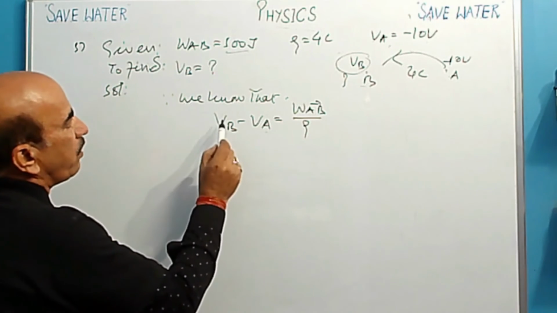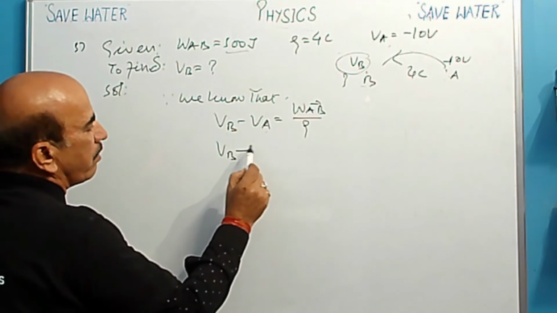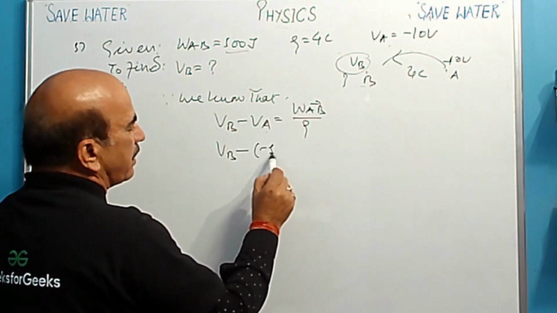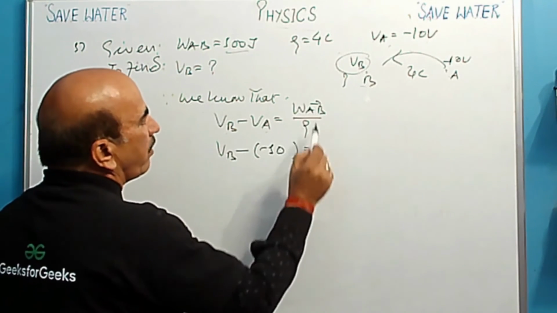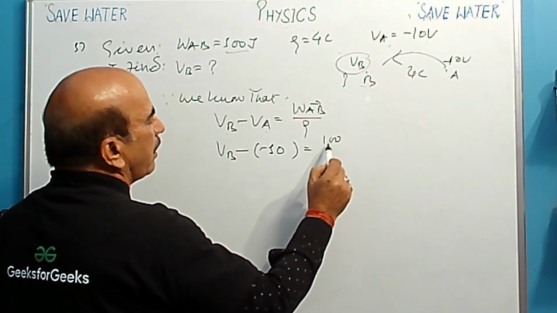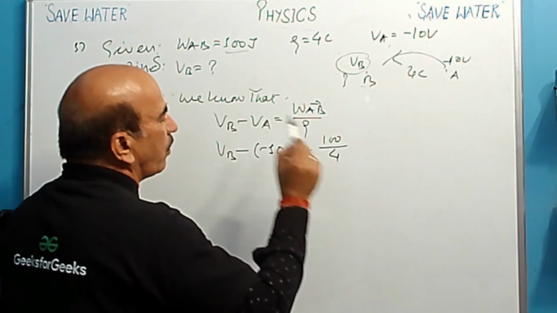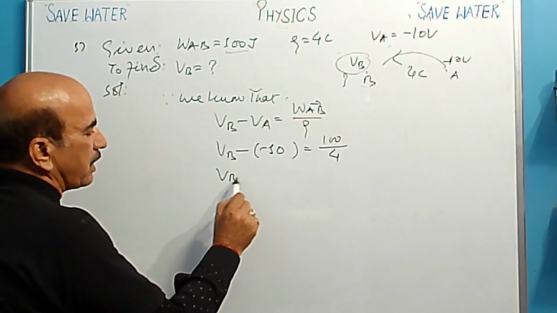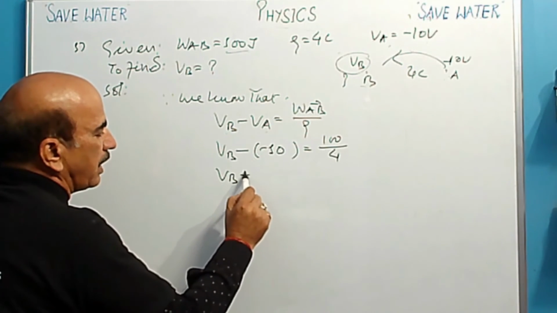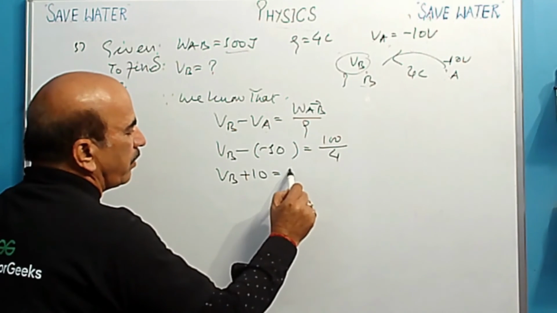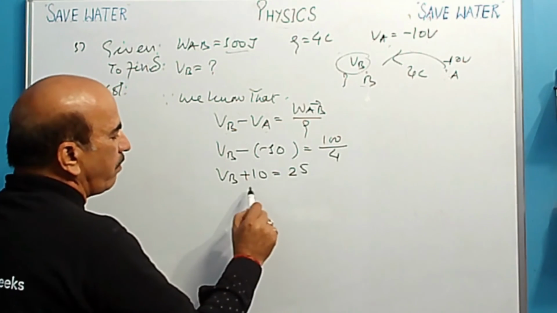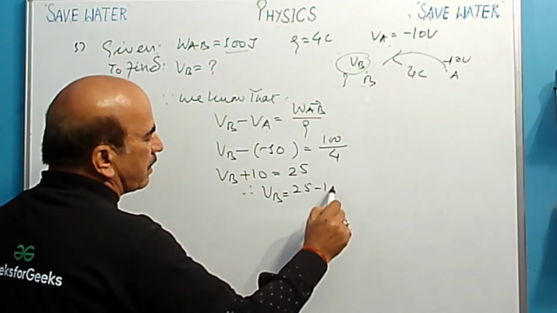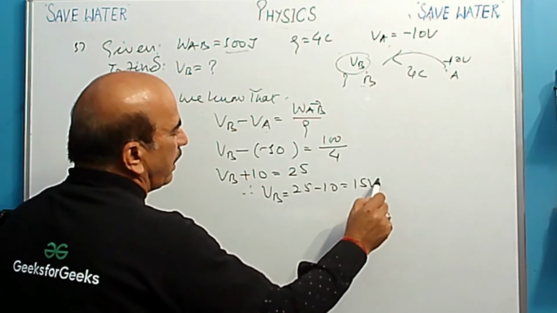तो देखिए VB की वैल्यू कितनी है? ये हमको निकालनी है. माइनस साइन आ गया. VA कितना है? माइनस, तो यहां लिखेंगे minus 10. Okay, and here work done is 100, and charge is how much? 4. Yes, now we can solve it. कितना आएगा देखिए. This is VB minus into minus, it will be plus, and here it will be how much? 25. So therefore VB will be 25 minus 10 is equal to 15 volt.